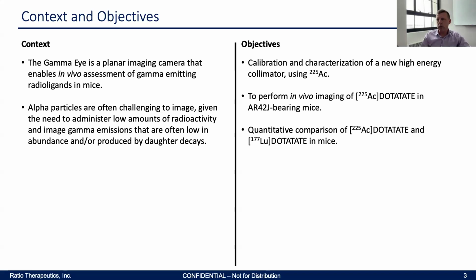The purpose here was to look into what we could do with a newly available collimator for the Gamma-I. So we're going to talk a little bit about some of the calibration and characterization steps that were taken. I'll introduce that work briefly, and then hand it over to Caitlin to talk about and show some images from in vivo imaging of actinium dotatate in AR42J variant mice, and then a quantitative comparison of actinium and lutetium data.